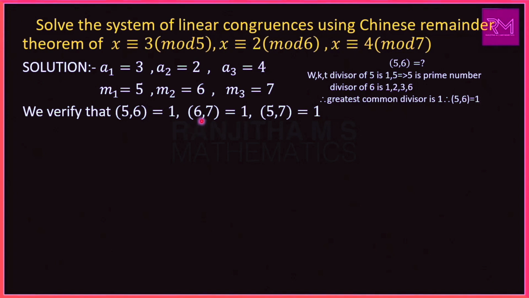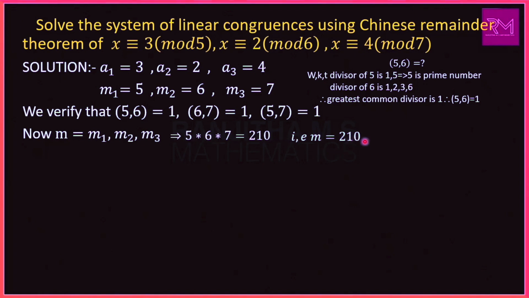Similarly, you can verify for 6 and 7 and for 5 and 7. Obviously, the GCD of these three pairs is 1. Next step, take m equal to m1 times m2 times m3. So we multiply 5 into 6 into 7, and we get 210. Therefore, the m value is 210.